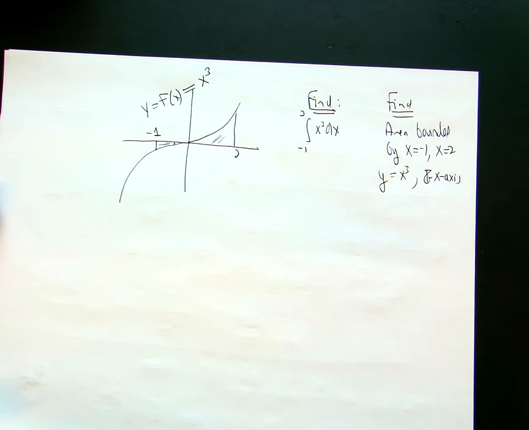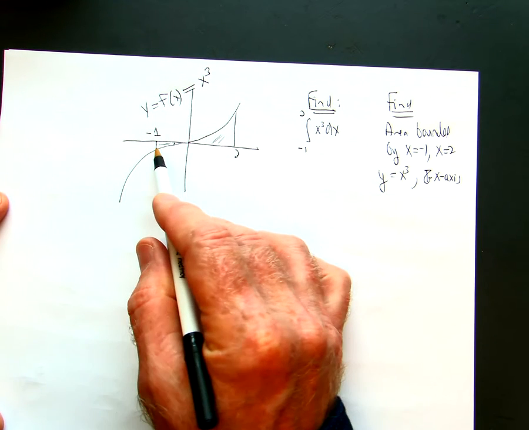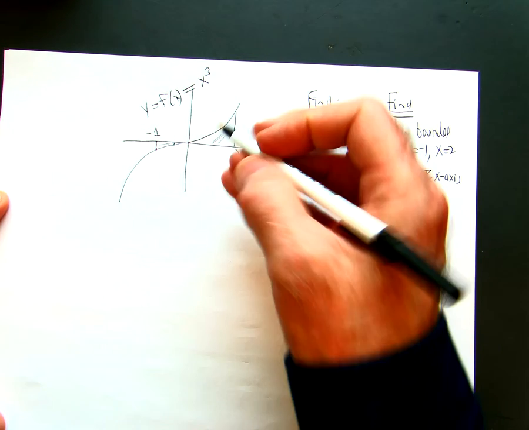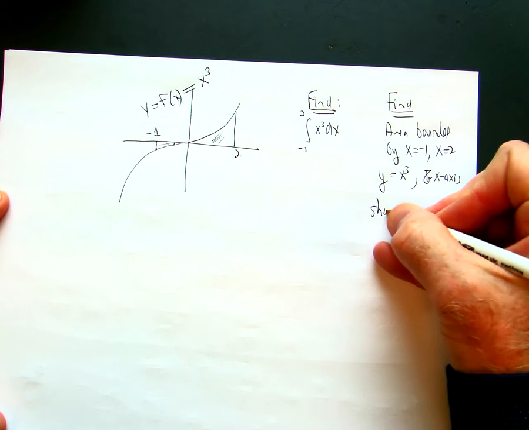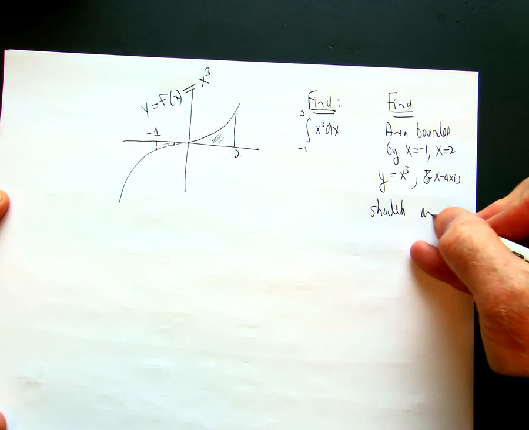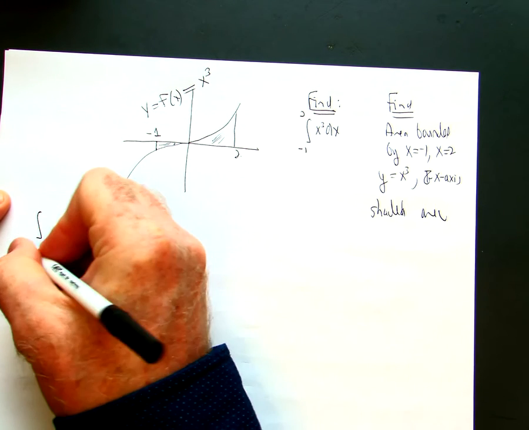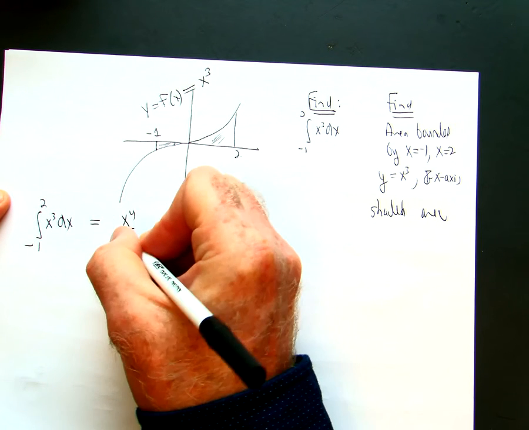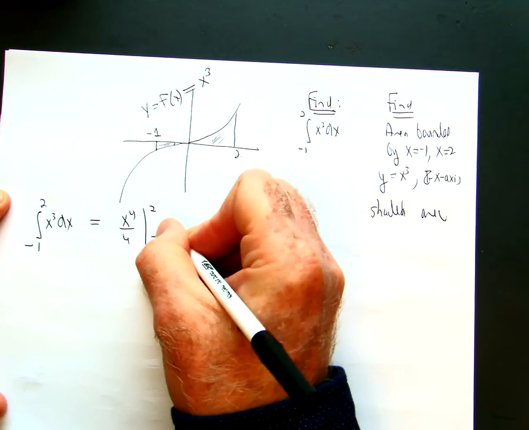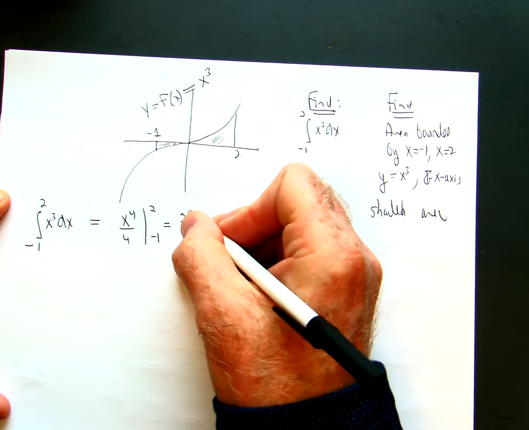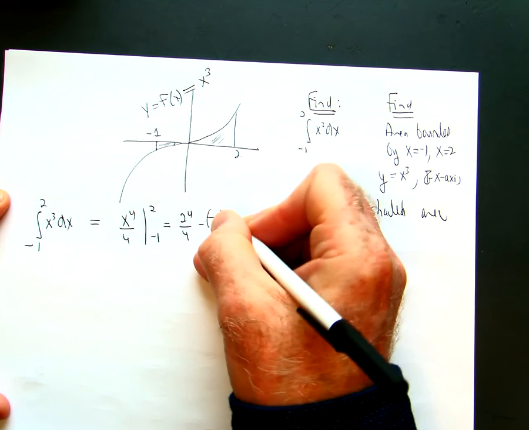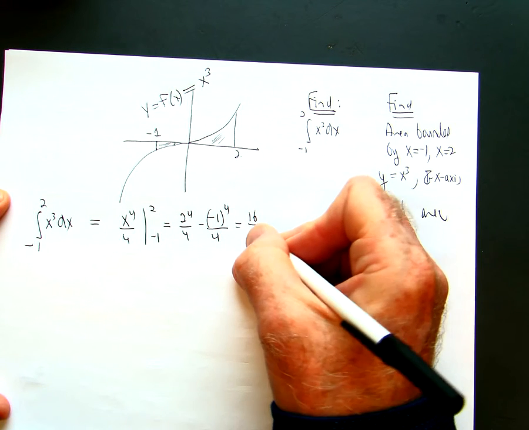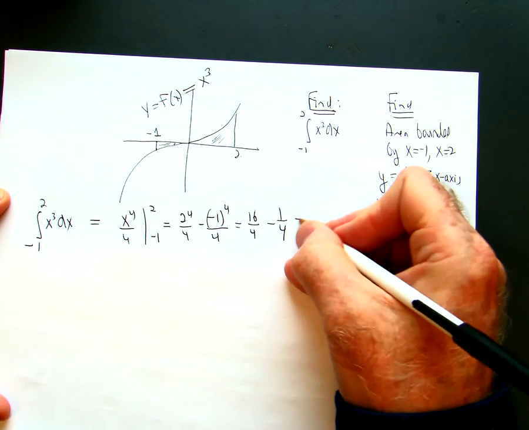Okay, I'm going to find the area here between x = -1, x = 2, the graph, and the x-axis. In other words, the shaded area. And I'm also going to find the integral. So I'll do the integral first. The integral from -1 to 2 of x cubed dx is x to the 4th over 4, evaluated at 2 and -1. It's going to be 2 to the 4th over 4 minus (-1) to the 4th over 4. So we're going to get 16 over 4 minus 1/4. So 15/4.